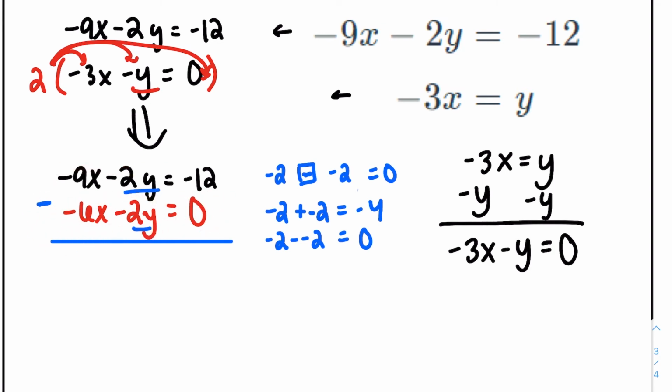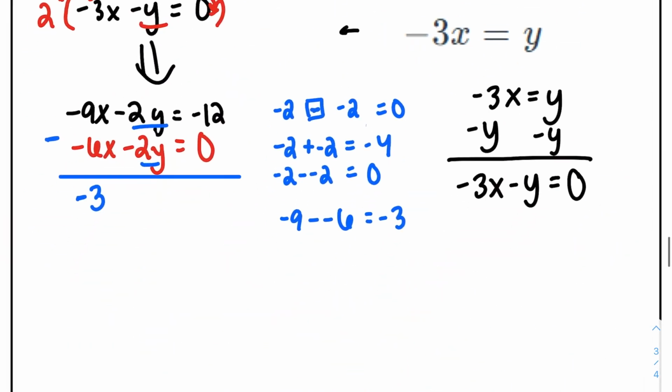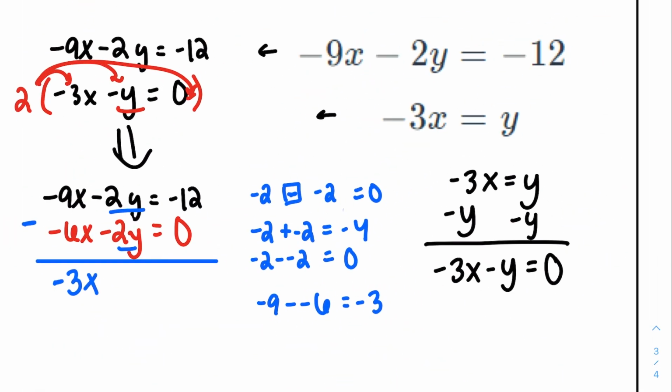And we do this subtraction for every single pair. So this logic over here, you're welcome to use for every single pair: my x's, my y's, and my numbers. So negative 9x minus a negative 6x is like saying negative 9 plus 6. So that's going to give us a negative 3. Negative 3 what? Negative 3x. Then we already know our y's cancel out, and negative 12 minus 0 is still negative 12. Divide both sides by negative 3, x is equal to a positive 4.